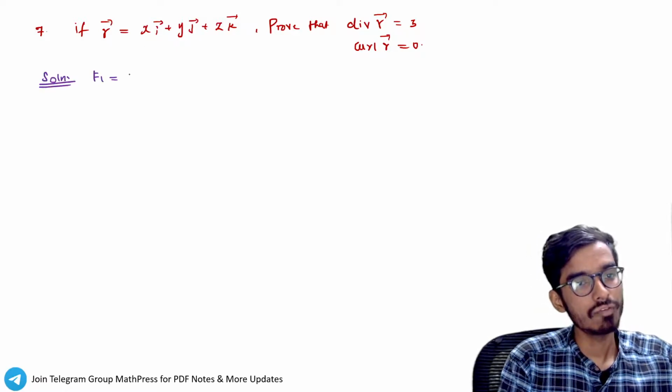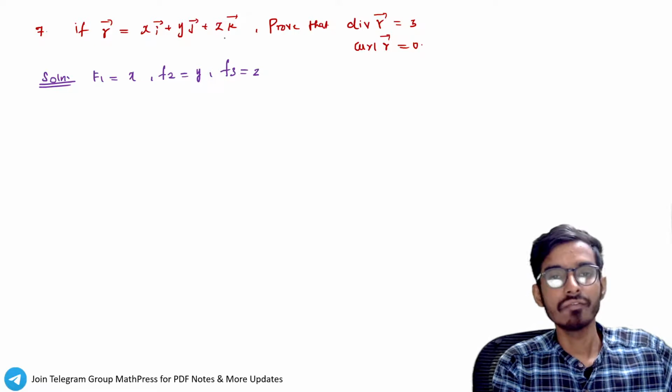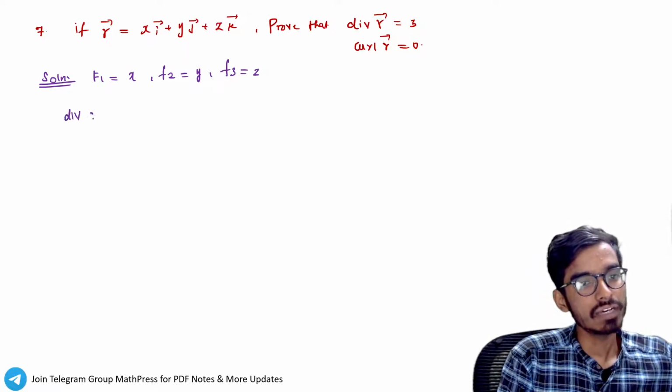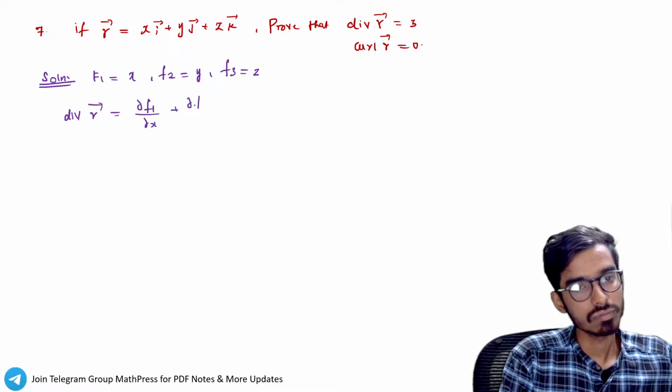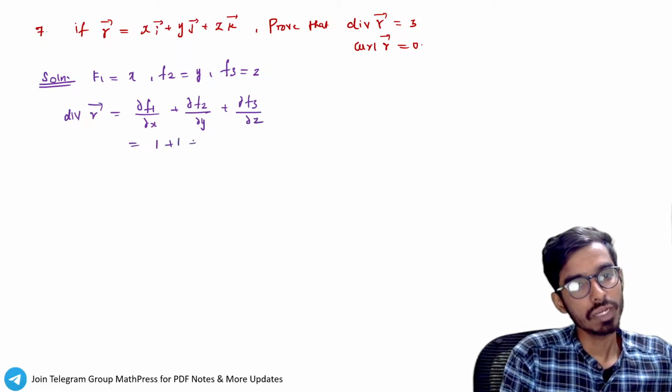So we have f1 to be x, f2 to be y, f3 is z, right? Because f1 i plus f2 j plus f3 k. Now we will find the divergence of R vector. So it is dou f1 by dou x, dou f2 by dou y, dou f3 by dou z. So with respect to x, with respect to y, with respect to z. So this will be 3.